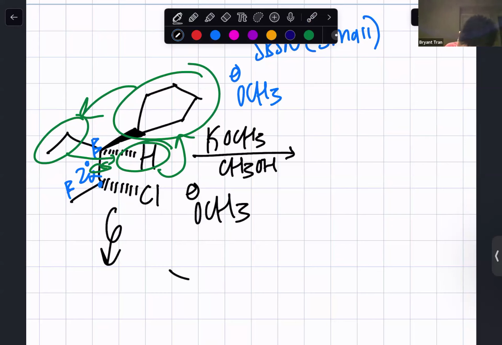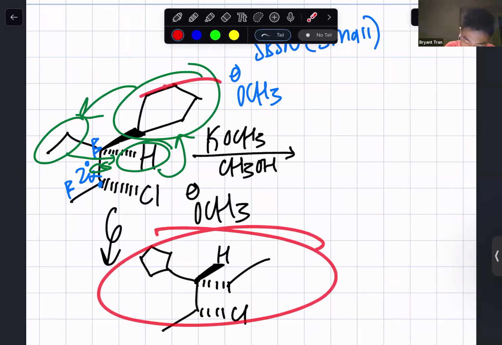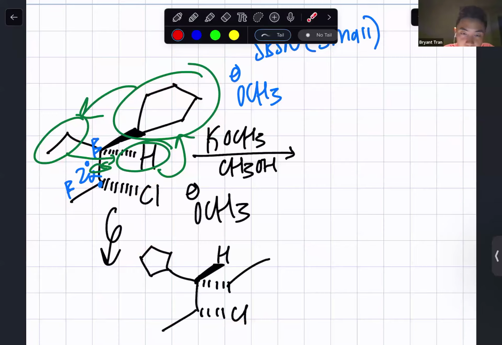So when I do that, I'm going to get this right here where the hydrogen is a wedge. The cyclopentyl group is now a flat bond, and the ethyl group is now a dash like that. This structure is the exact same structure as the structure over here.